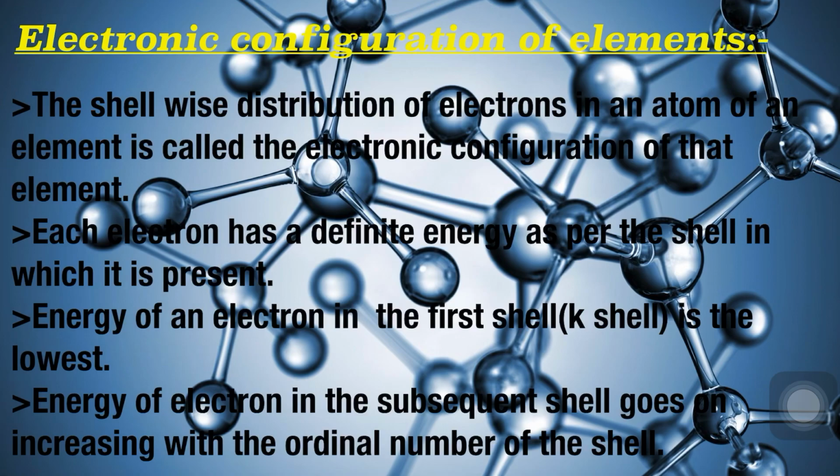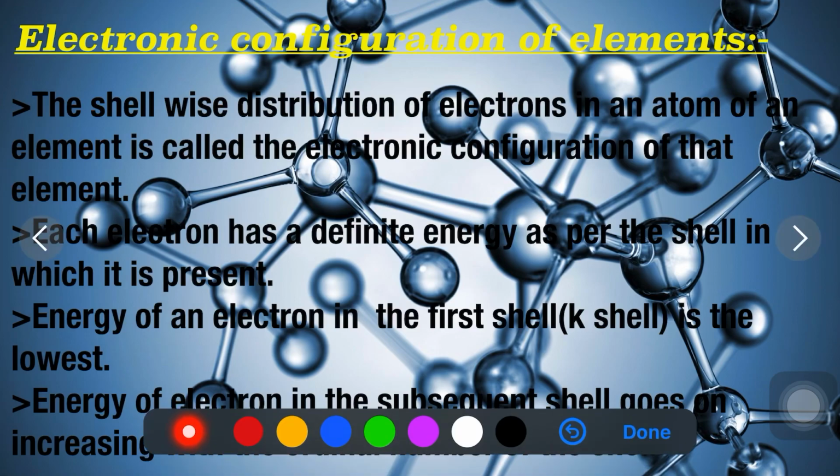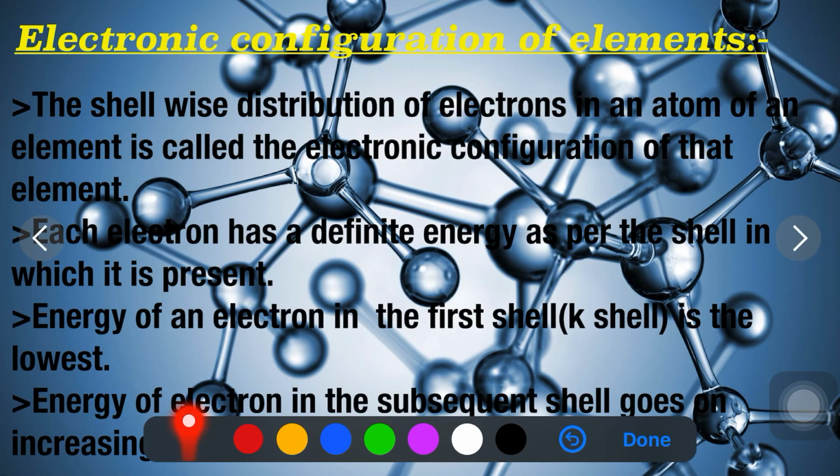Students, now let us see the electronic configuration of elements. We have seen that 2, 8, 18, 32 electrons can be accommodated in the shells K, L, M, N respectively. This is the maximum capacity of those shells. The electrons in an atom are distributed in these shells according to their maximum capacity. Not more than this number of electrons will be accommodated.